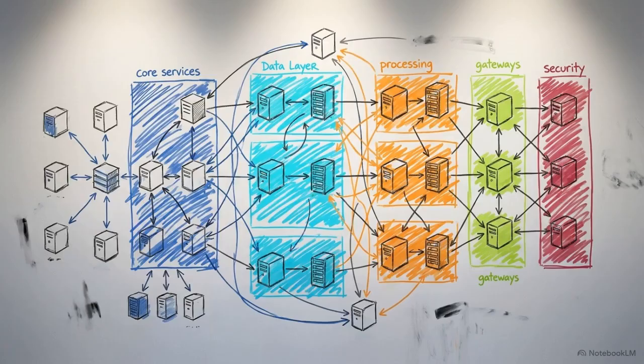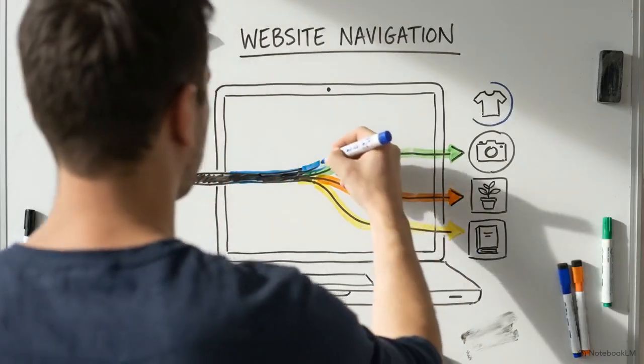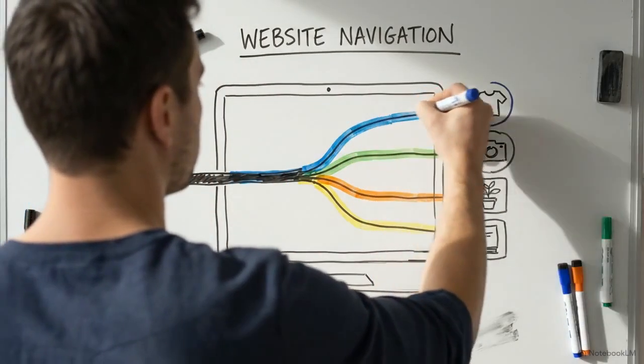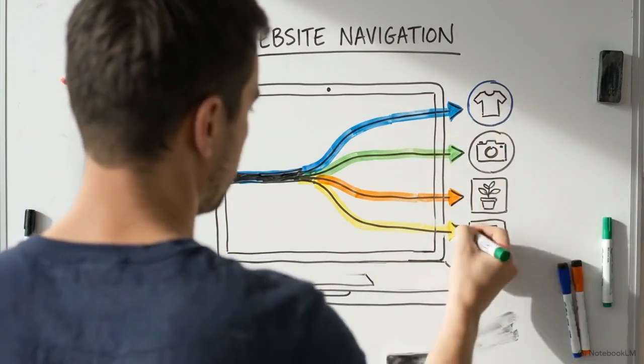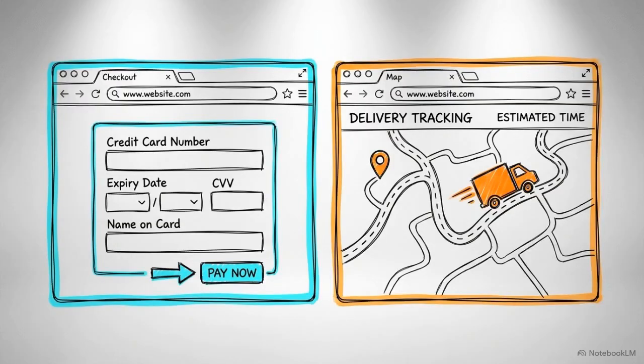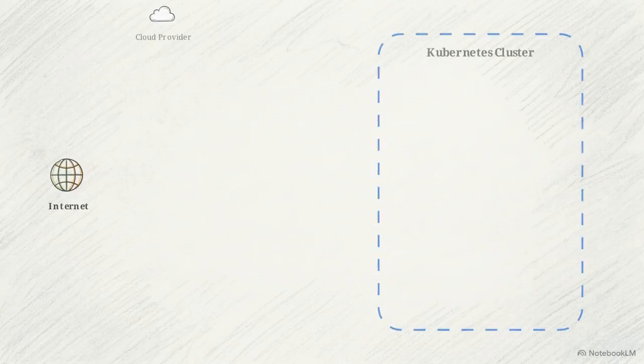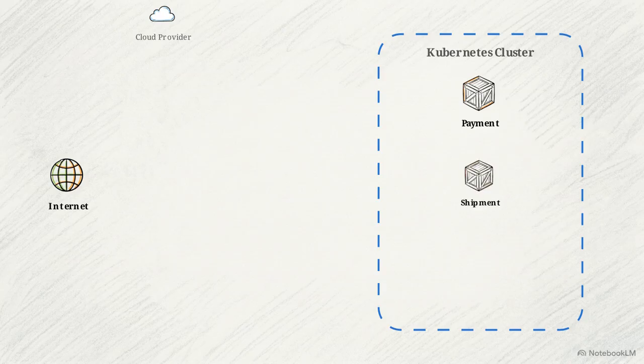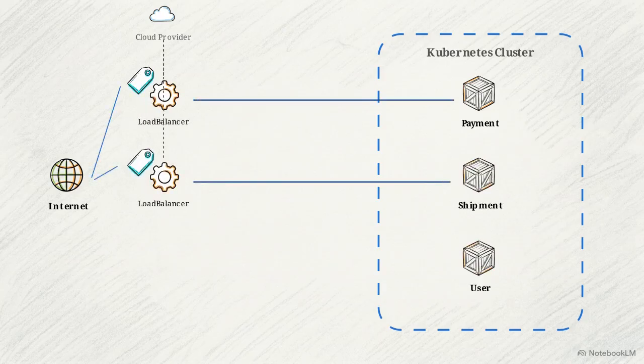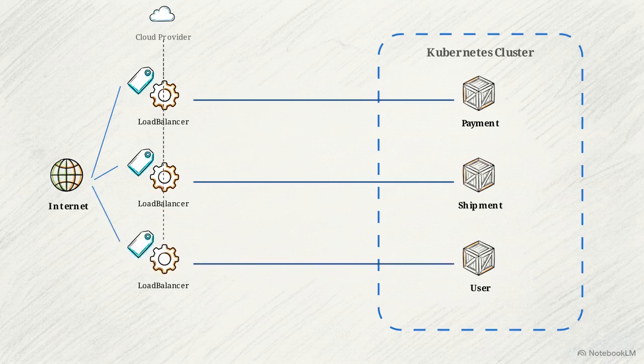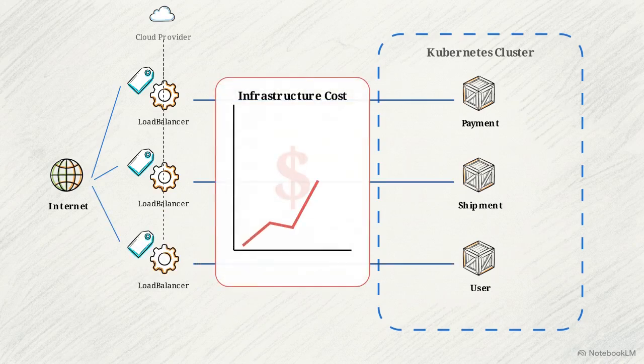Modern microservice architectures require more granular control. A user visiting a website might need to be routed to different backend applications based on URL paths, like hitting a payment service versus a shipment service. This illustrates the limitation of Layer 4 routing. To isolate services by path using only load balancers, you would have to provision and pay for a distinct external IP address for every single microservice in the cluster.